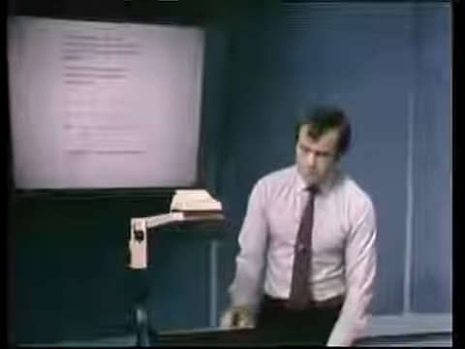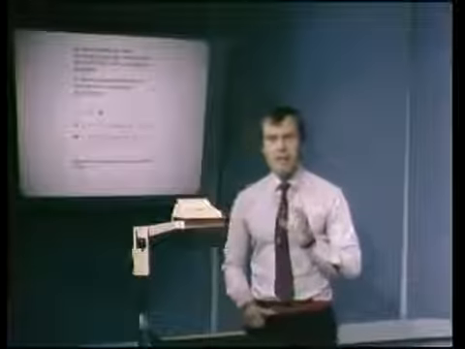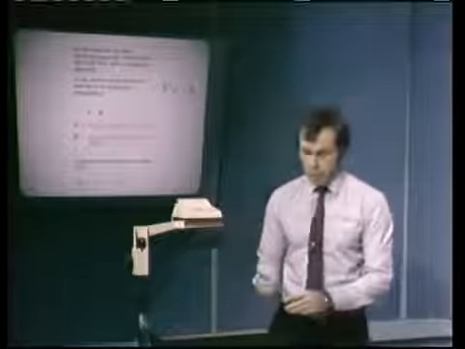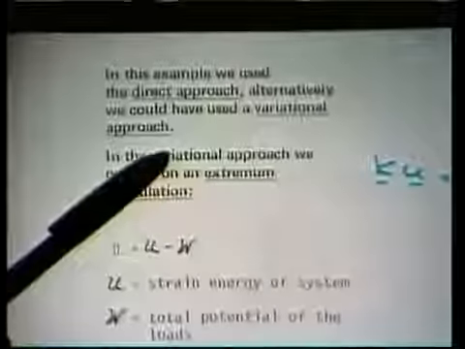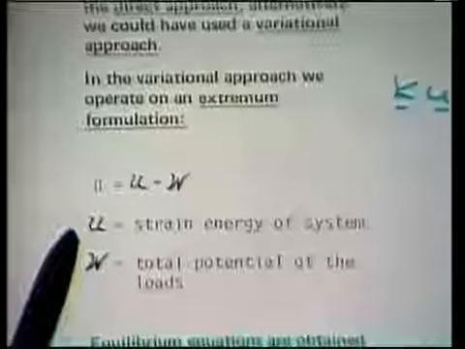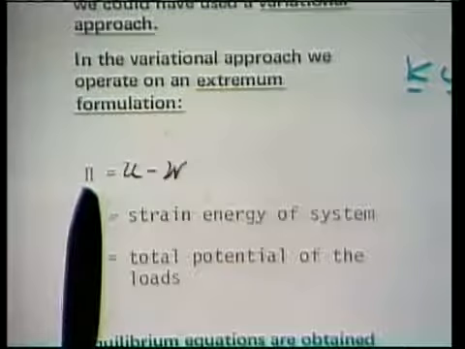Now, as another approach, instead of using the direct formulation of the equations Ku equals R, the equilibrium equations of the system, we can also use a variational approach. We will be talking about that variational approach in the second lecture, and I would like to introduce it to you now very briefly for the analysis of this discrete system that we just looked at. The basic process there is that we are constructing a functional pi which is equal to U minus W, where U is the strain energy of the system and W is the total potential of the loads.